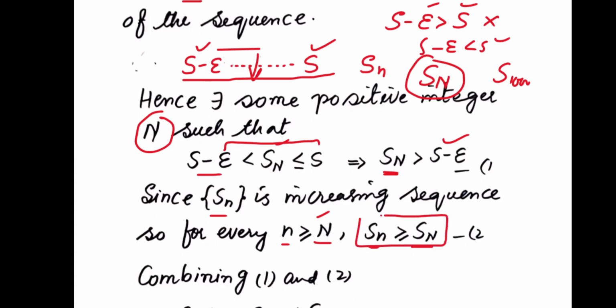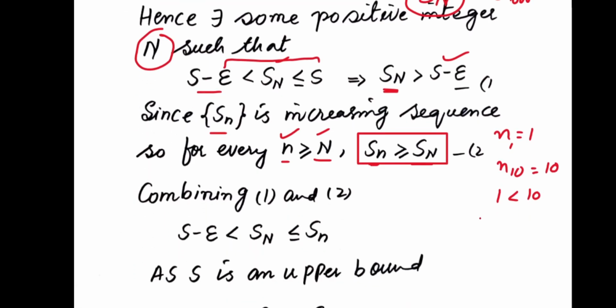This is the definition of an increasing sequence, which says that at a larger suffix, the value of your term will be larger. I mean to say, if you take n equal to 1, this is S1, and if you take n equal to 10, this is the 10th term of the sequence. As 1 is less than 10, if our sequence is increasing, then the value of your first term S1 will be less than the value of your 10th term.